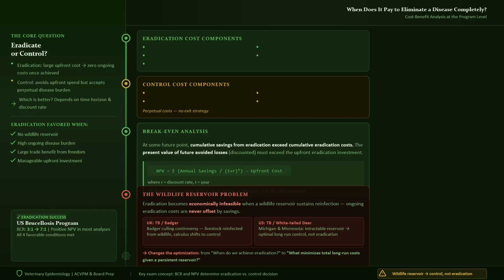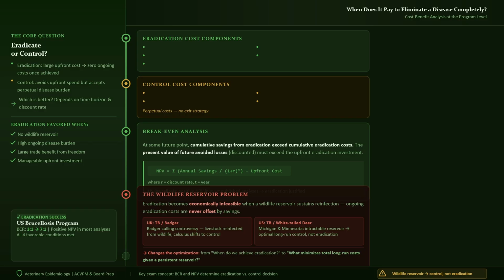When does it actually pay to eliminate a disease completely rather than just control it? Eradication means a big upfront cost, but zero ongoing burden once you succeed. Control avoids that upfront spend, but accepts disease costs forever. Which one wins depends on your time horizon and discount rate. At some break-even point, the discounted future savings from eradication exceed that initial investment.